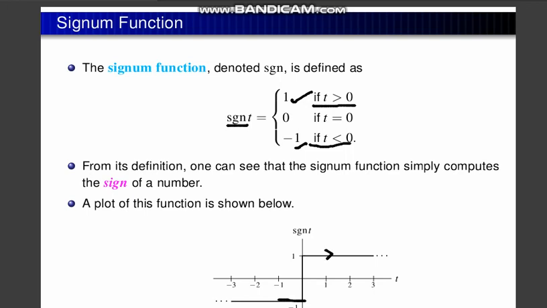From its definition, one can see that the Signum function simply computes the sign of a number. That means Signum is named for the sign. You can pronounce this function as the Signum function. It depends on the sign of the number, the t number. If the sign is positive, that will be positive 1. If the sign is negative, that is negative 1. But at 0, there will be no value for that function. So that is the Signum function.